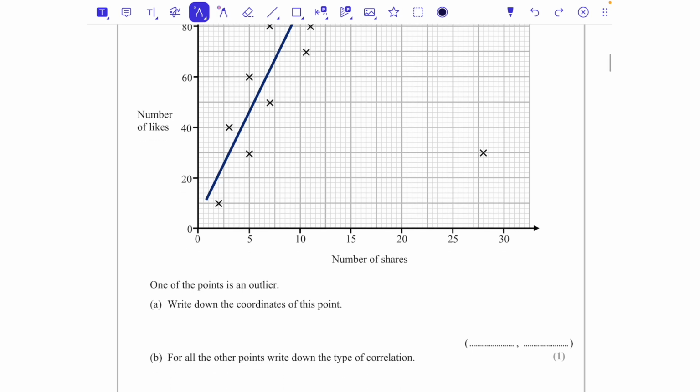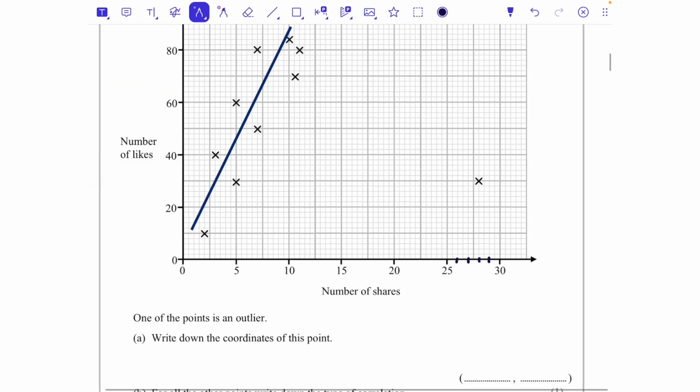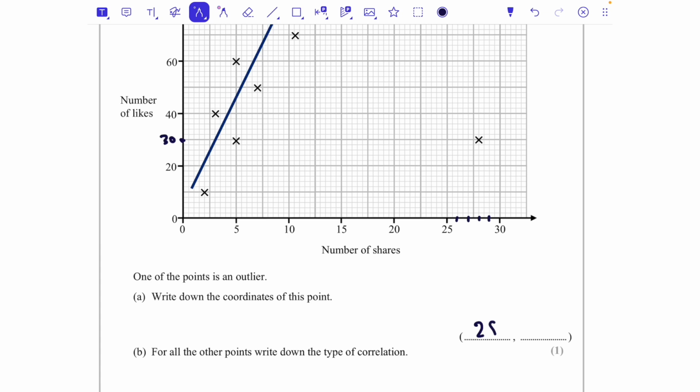Now be really careful when you're reading off the axes. I've been quite crafty here. I've gone 26, 27, 28, 29. So this is going to be 28, and then in this direction we can see that that is 30. So 28, 30, remember, along the corridor, up the stairs, that's going to be how you read the coordinates of that outlier.